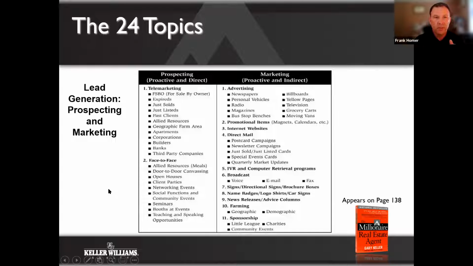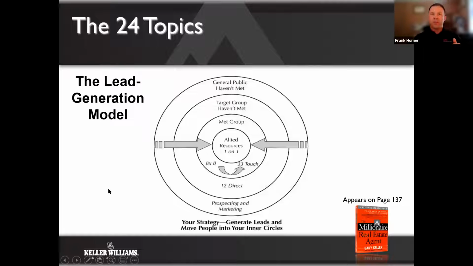So let's see here. Okay, so lead generation models. It's all about moving people to the middle of the circle, from the outer rings of the general public who have not met you yet, moving them in through prospecting and marketing.